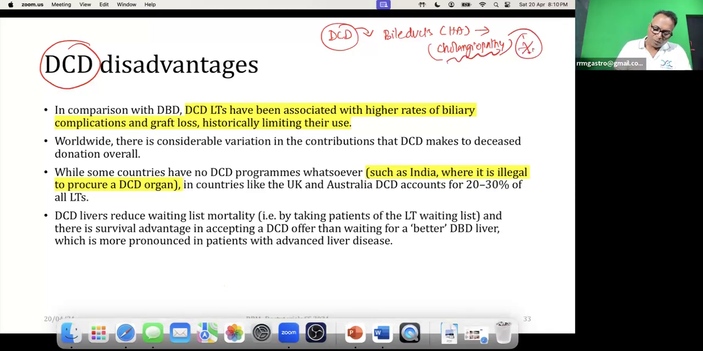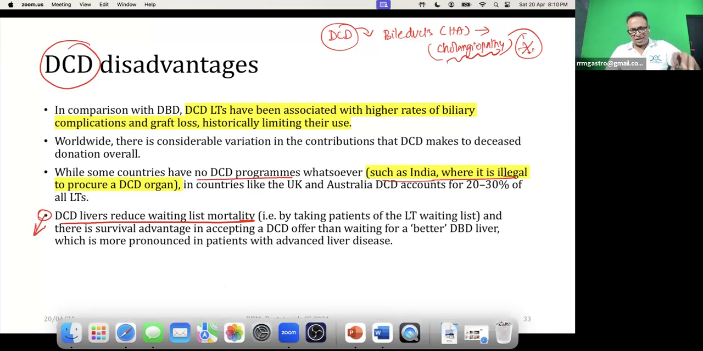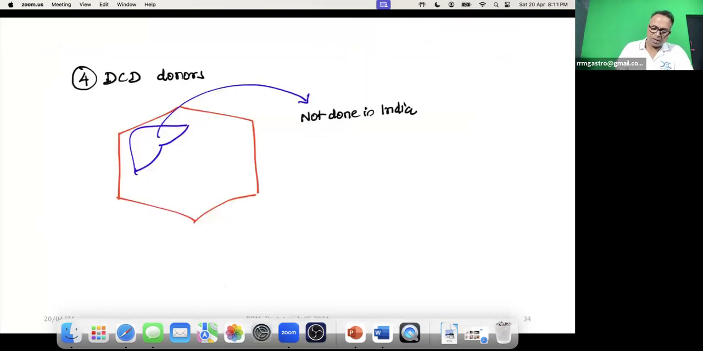This is an MCQ. Worldwide, there is considerable variation in the contribution that DCD makes to deceased donation overall, while some countries have no DCD programs, such as India, where it is illegal. DCD donors reduce waiting list mortality. That is the justification given by UK people: instead of waiting for a good liver, many patients on the waiting list are dying. Instead of letting them die, at least we will do a bad liver transplant for them to make them survive until a better liver comes. That is what they are saying, so it is done. This is not done in India.